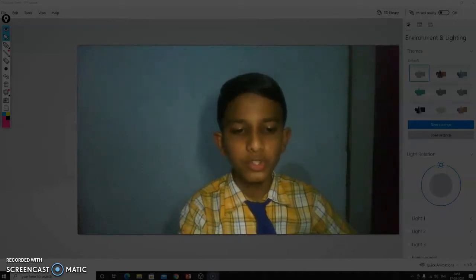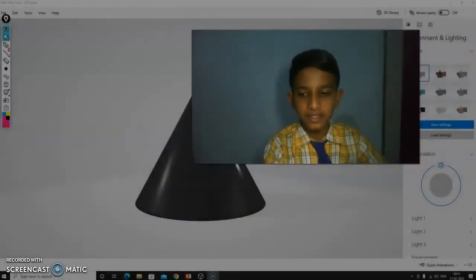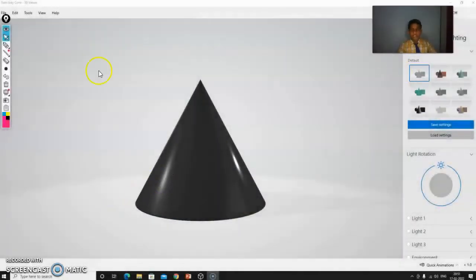Today I will show you the project that I made on surface area and volumes for maths. I have selected the shape of cone. This is a 3D animated cone.